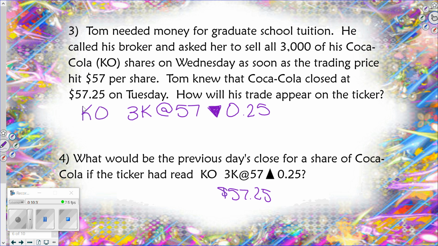Oh, hold on a minute. We actually did this backwards. Sorry, we did this backwards. I need to stop listening to you guys. $56.75. There it is. $57 is up 25 cents from yesterday. So you had to subtract 25 cents to take it back to yesterday. Always do the opposite of the arrow. Sorry about that. I just listened to you guys and didn't pay attention.